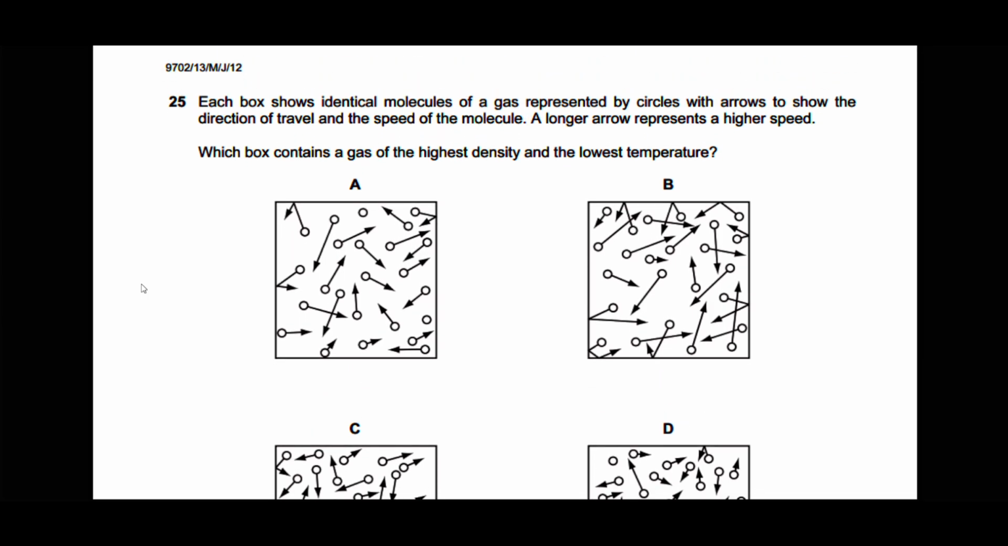Moving on to the next question, again, these are the particles represented by Brownian motion. Now he says, which box contains the gas with the highest density and the lowest temperature? Now, temperature is proportional to the speed of the molecules. This is taken from the kinetic model of matter, right? That if you increase the temperature, the speed increases. So he said that the arrows represent speed. If I'm looking for a lower temperature, I should be looking for a lower speed atom. So I can see that because of this simple speed logic, options A and B should be cancelled because their arrows are considerably longer than C and D, right?